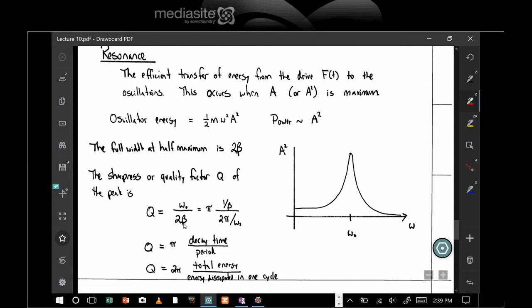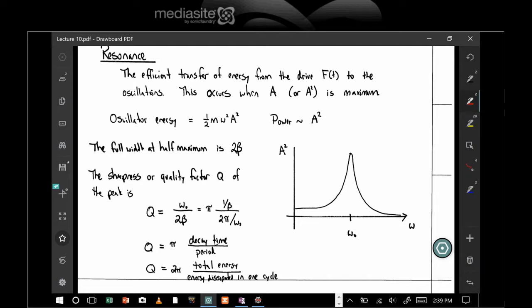Now you can show that Q is equal to some very physical things. You'll do some homework: Q is equal to the decay time divided by the period. Again, what is the decay time? That is how much energy is lost. And the period, the natural period, tells me the rate that energy is sloshed between kinetic and potential energy.